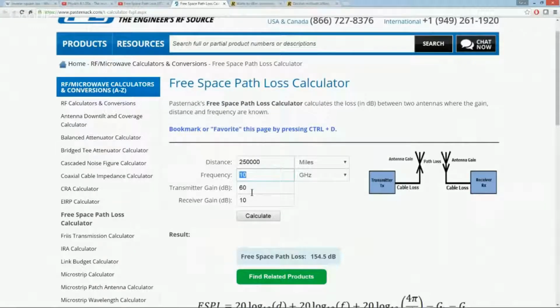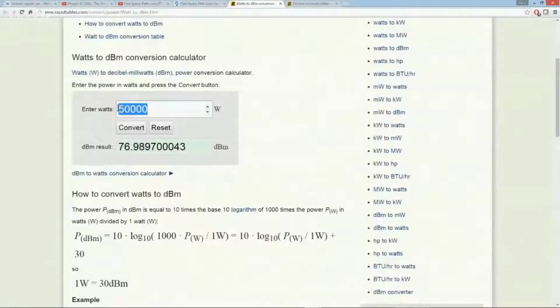So let's do what the amateurs are doing, the ham radio amateurs, and let's put in 146 megahertz. And let's say that the transmitter gain is going to be, enter watts. Now, hams cannot put any more than 2,000 watts. They are limited to 2,000 watts. And they may be able to get a gain figure of 6 to 9 dB.